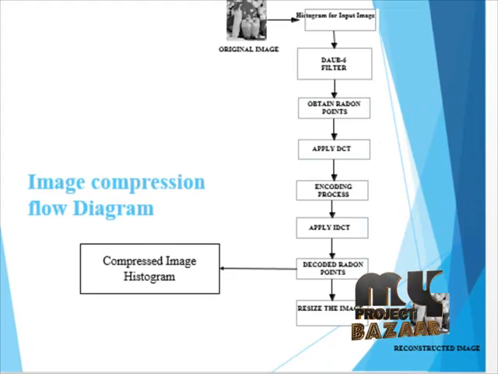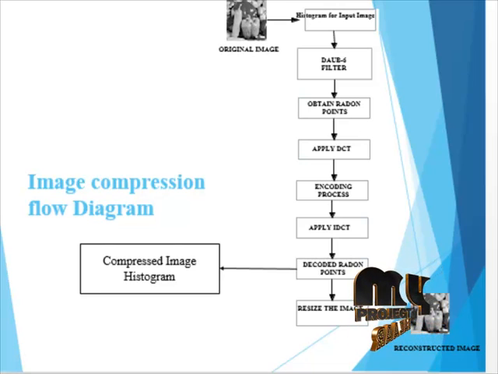Now we are going to discuss our product flow diagram. We get the original input image, and from that image we get the input histogram. Then we go to the filtering process, the low pass filter, and based on this the application can be accelerated.